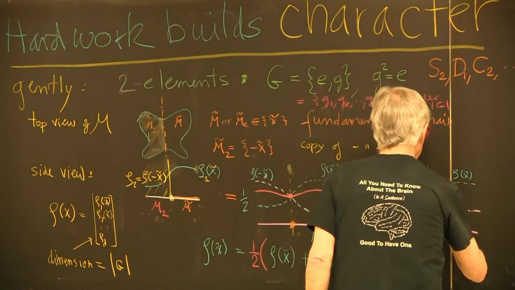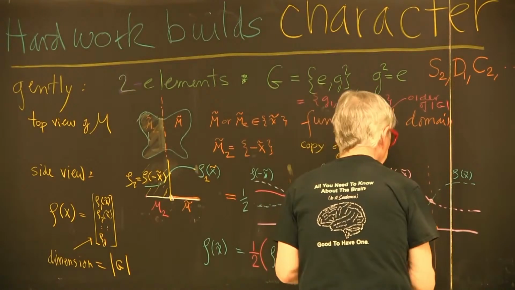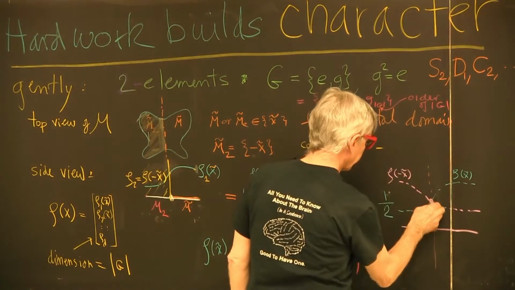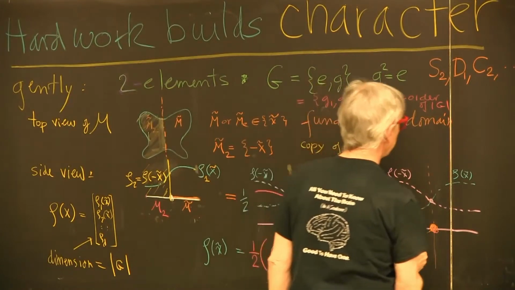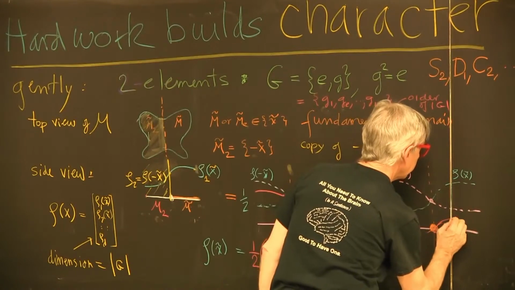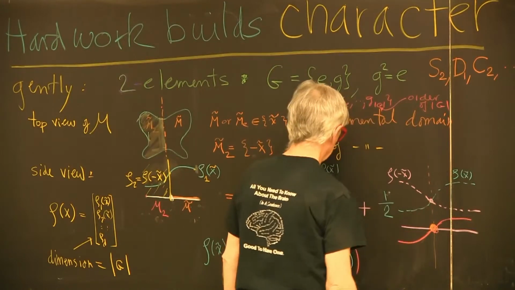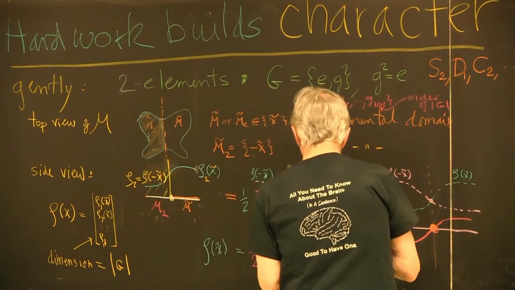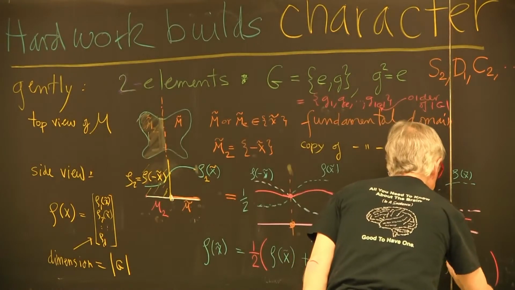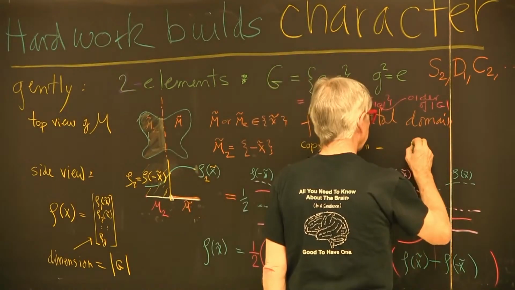And now I can take the difference of the two. And the difference will be 0. It'll go through 0. On this side, this guy wins, so it goes up. On this side, its reflected image wins, so it goes down. And you can see that this thing is antisymmetric. This is symmetric.